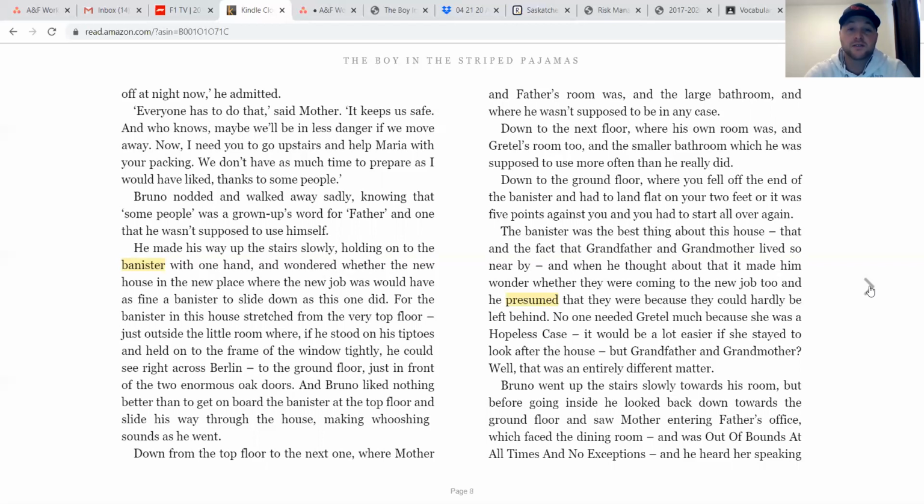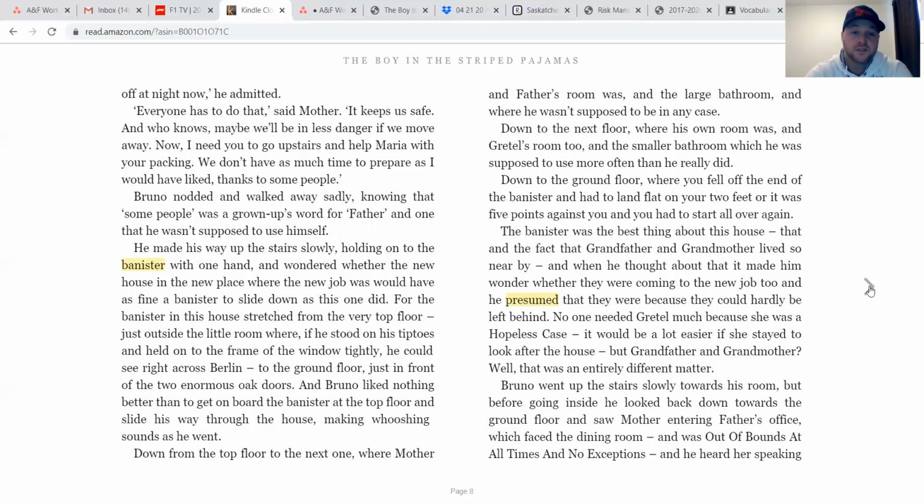He made his way up the stairs slowly, holding on to the banister with one hand, and wondered whether the new house and the new place where the new job was would have as fine a banister to slide down as this one did. For the banister in this house stretched from the very top floor, just outside the little room where, if he stood on his tiptoes and held onto the frame of the window tightly, he could see right across Berlin, to the ground floor just in front of two enormous oak doors, and Bruno liked nothing better than to get on board the banister at the top floor and slide his way through the house, making whooshing sounds as he went.